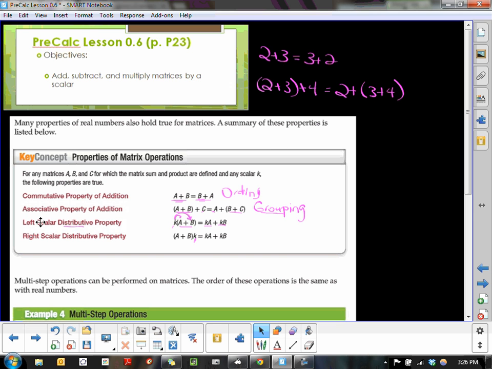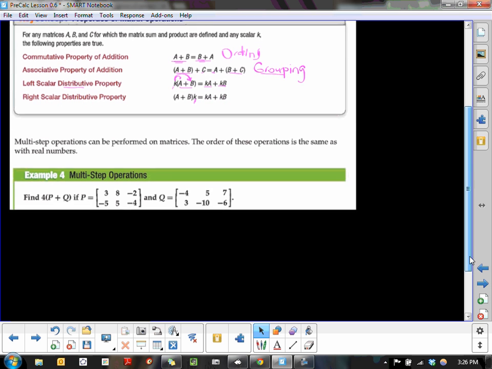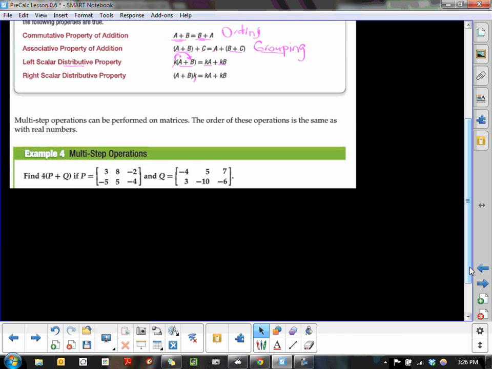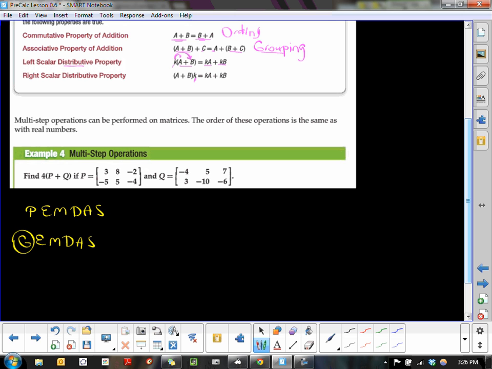Multi-step operations can be performed on matrices. The order of these operations is the same as with real numbers. Now, my interpretation on that, if the order is performed the same on real numbers as it is in matrices, that means we want to apply our acronym of PEMDAS, which, if it were me, I would have named GEMDAS, so that I encounter and get all the grouping symbols in our order of operations.